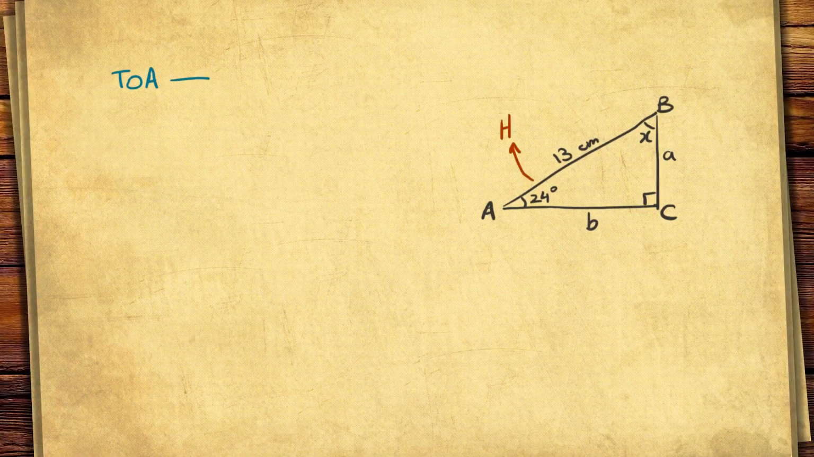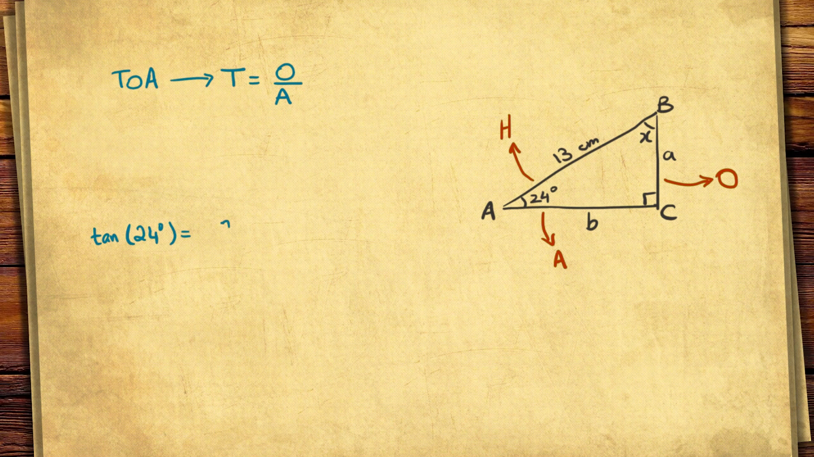Now let's apply the tangent ratio or the tan ratio to the same triangle. Using SOHCAHTOA, we know that T equals O divided by A, and that means tan of any angle is equal to the opposite side divided by the adjacent side. If we apply tan on this angle, 24 degrees, then the side opposite to it is this, side a, and the side adjacent to it is this, side b. So tan of angle 24 degrees is equal to the opposite side, that is side a, divided by the adjacent side, that is side b.